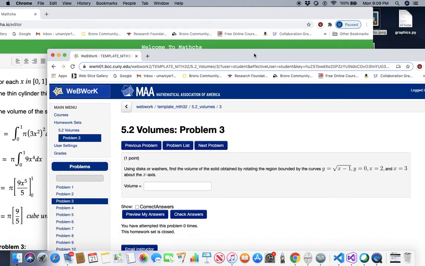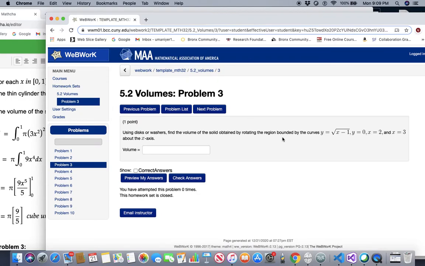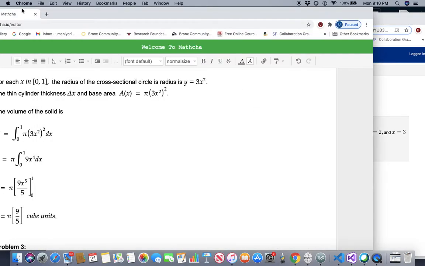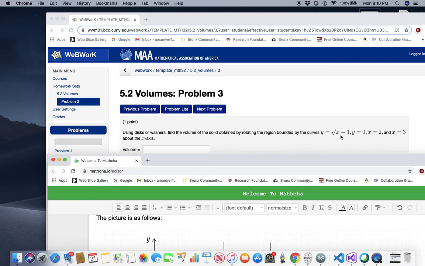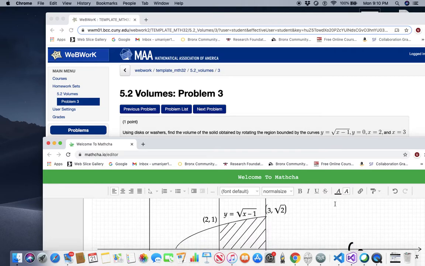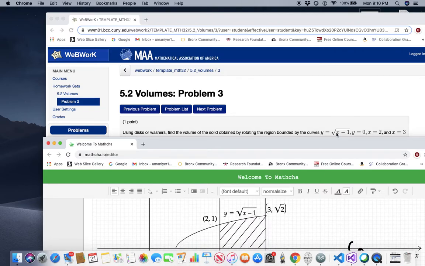Find the volume of the solid obtained by rotating the region bounded by the curves y equals square root of x minus 1, y equals 0, x equals 2, and x equals 3. So let's figure this out. Okay, so you want y equals square root x. That's this. Square root of x minus 1. So you take square root x and shift it right. That is square root of x minus 1.